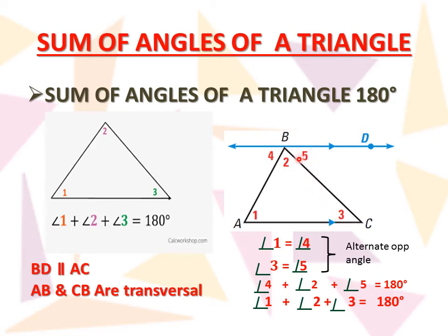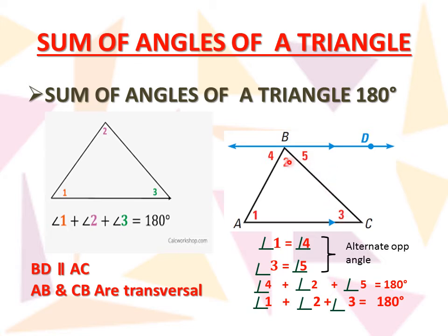Here the transversal is BC, and angle 5 is on the right side of this transversal, and angle 3 is on the left side of transversal BC. So these two are within the two parallel lines BD and AC, in the interior of these two parallel lines. So these two are equal and they are alternate angles.